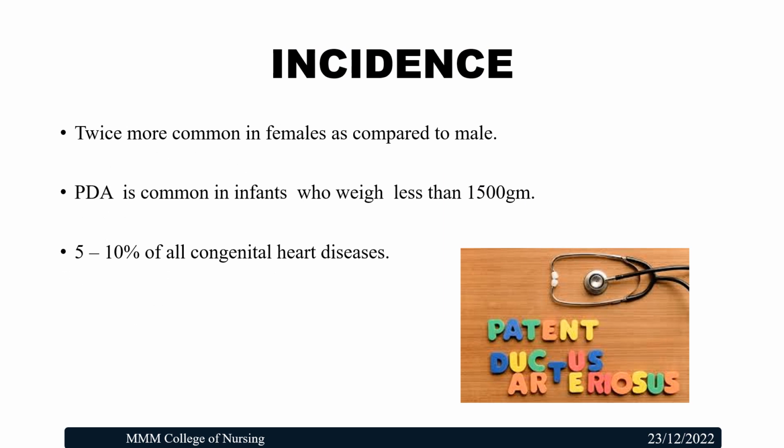So what is the incidence? It is twice more common in females as compared to males. And patent ductus arteriosus is common in infants who weigh less than 1500 grams, that is below 1.5 kg. 5 to 10% of all congenital heart disease accounts for patent ductus arteriosus.